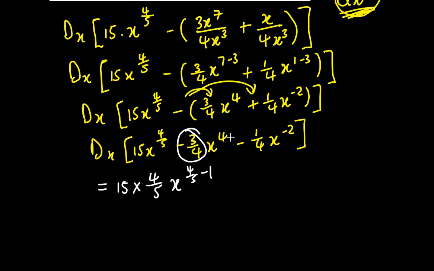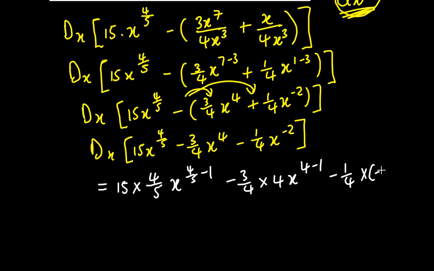Then you're going to say this number times that number, right? So you're going to have negative 3 over 4 multiplied by the exponent, which is 4. Then you have x, 4 minus 1. Okay? Then after that, you say this number times that number. So you're going to have negative 1 over 4 times negative 2, right? Your brackets. And then x to the power of negative 2 minus 1.